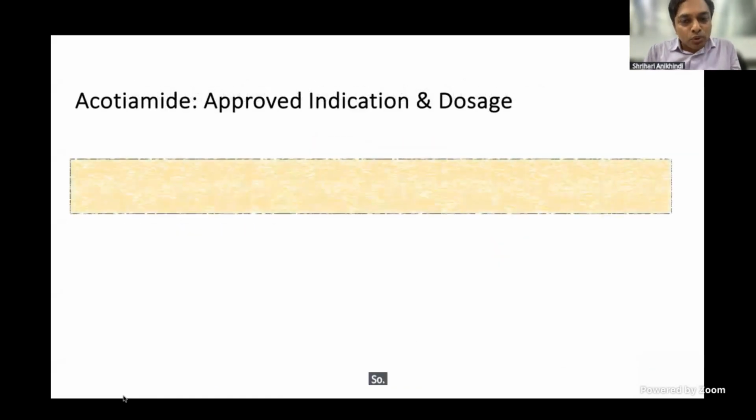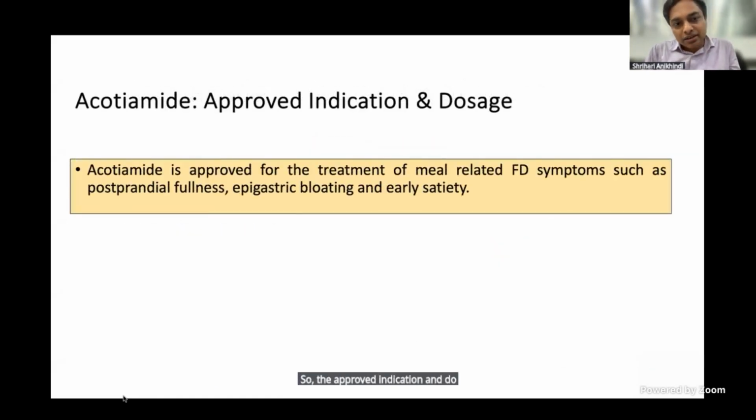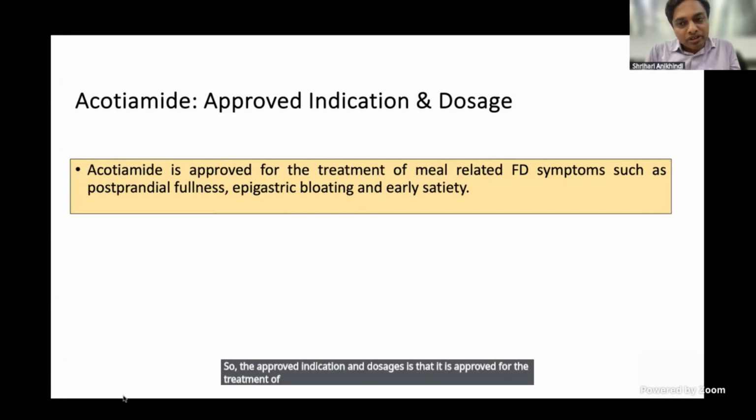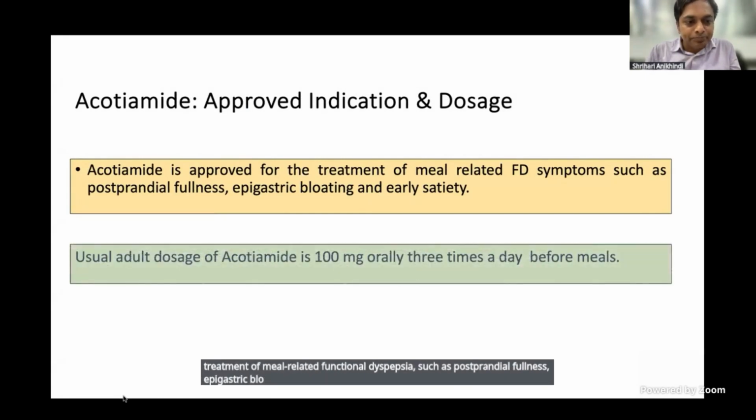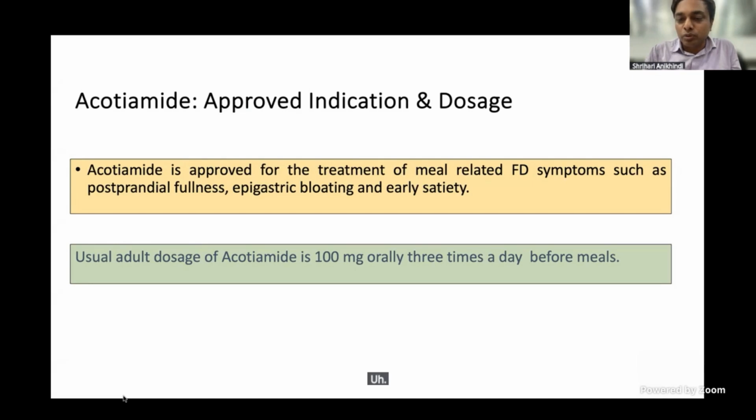So the approved indication and dosage: it is approved for the treatment of meal-related functional dyspepsia, such as postprandial fullness, epigastric bloating, and early satiety. And the adult dosage of acotiamide is 100 milligrams orally 3 times a day, each dose before meals.